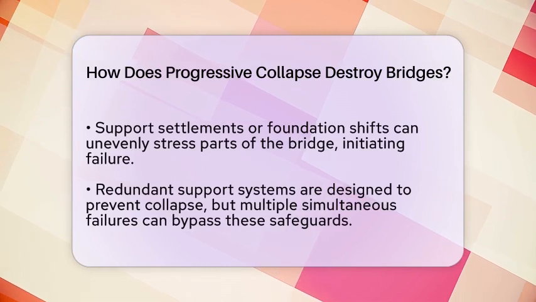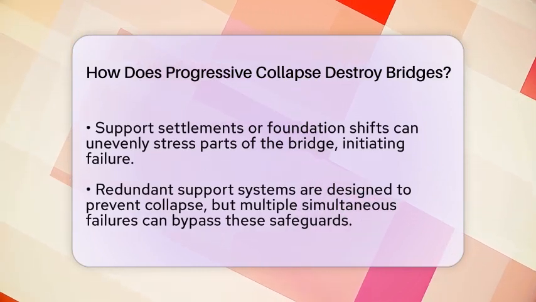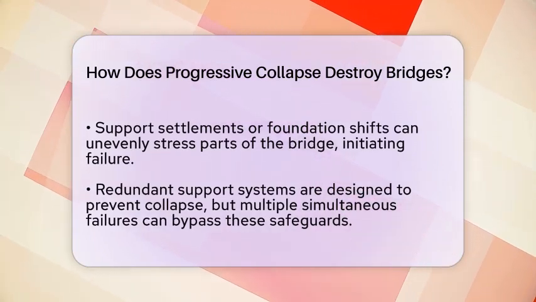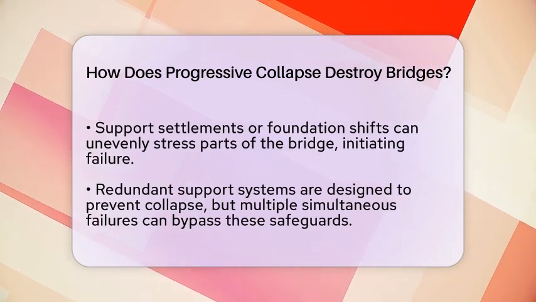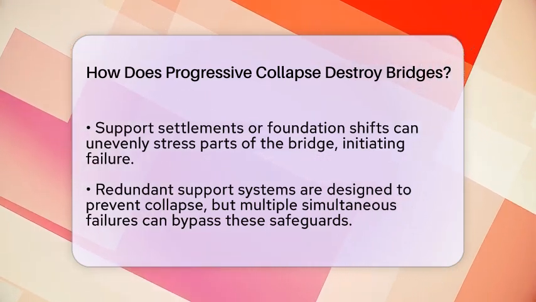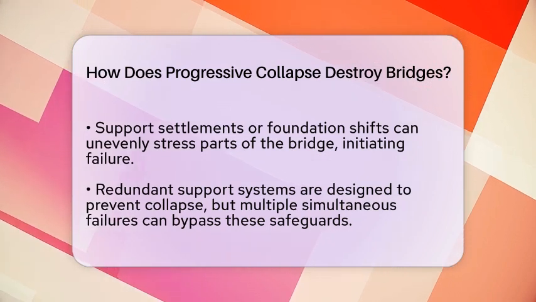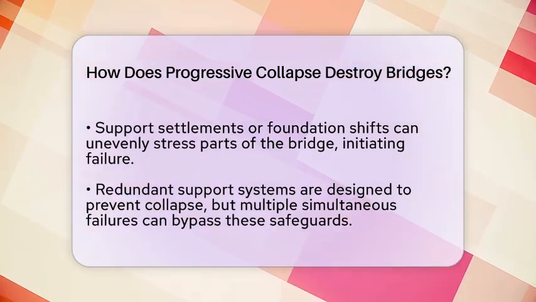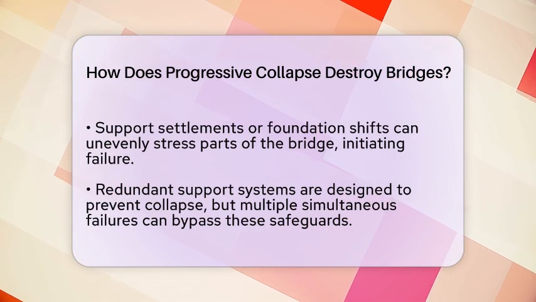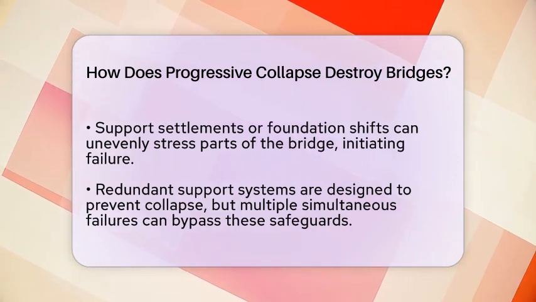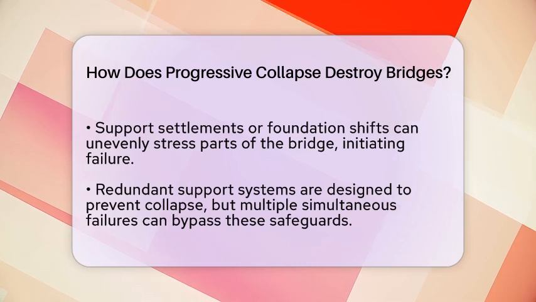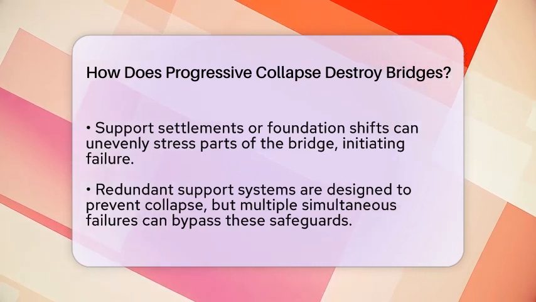Support settlements also play a role. If the foundation shifts unevenly, it puts extra stress on certain parts of the bridge. This added stress can cause those parts to fail, starting the chain reaction. Redundant systems like extra cables or supports are meant to prevent this. But if multiple elements fail at once, the redundancy is lost and the collapse becomes unstoppable.